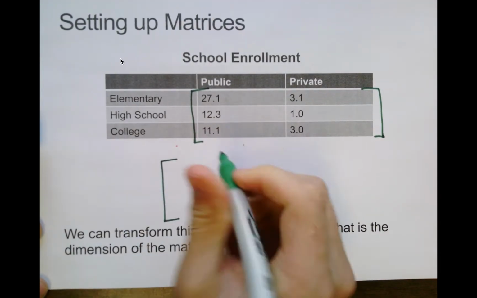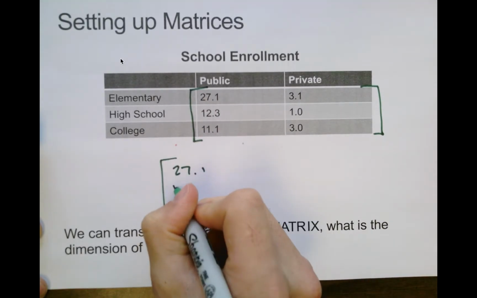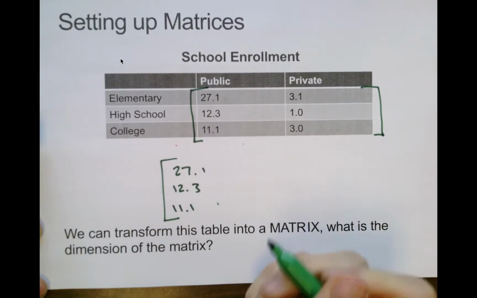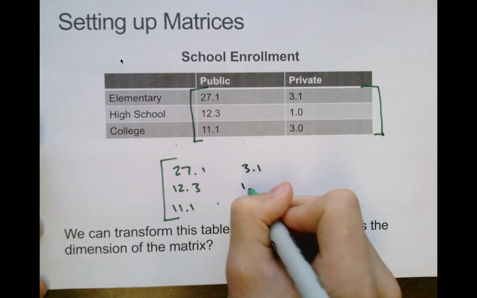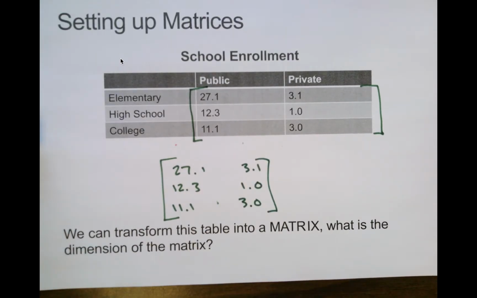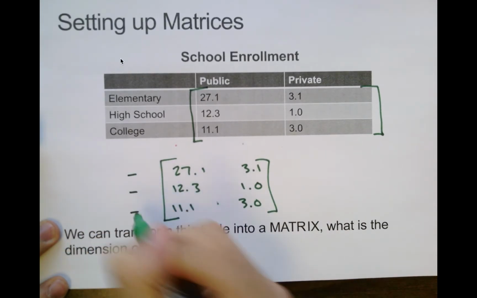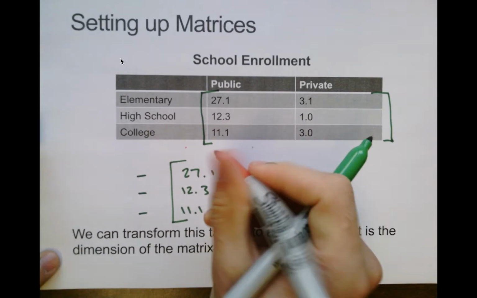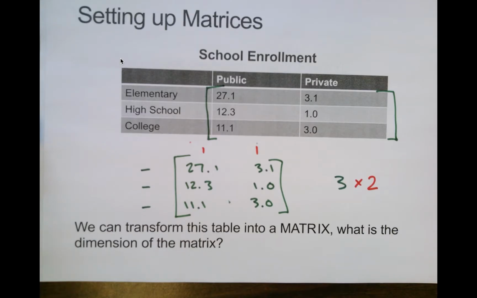This is the first row, first column, 27.1. Second row, first column, 12.3, and then 11.1. And the same thing on the other side, we have, still in the first row, second column, 3.1, 1.0, 3.0. It's really like taking this information and inserting it into Excel, which sometimes looks kind of like matrices when we're inputting the information into the cells. Now, looking at the dimensions of this, again, we count the rows. That would be 3, by the number of columns, which would be 2. So that would end up being a 3 by 2 matrix.